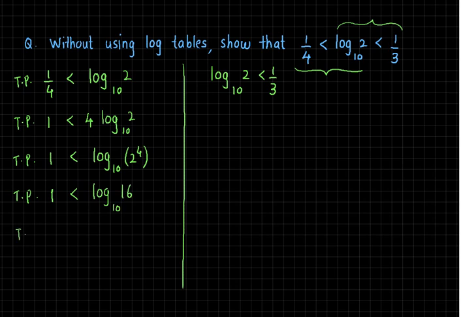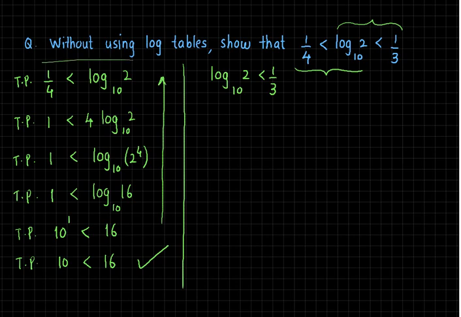That is, if we take 10 raised to 1 on the left side, we have to prove that 10 raised to 1 is less than 16, by taking the help of the definition of logarithm. That is, we have to prove that 10 is less than 16, and here we already know that 10 is guaranteedly less than 16. So therefore, writing backwards, we can easily say that we have proven 1 upon 4 is less than log 2 to the base 10.